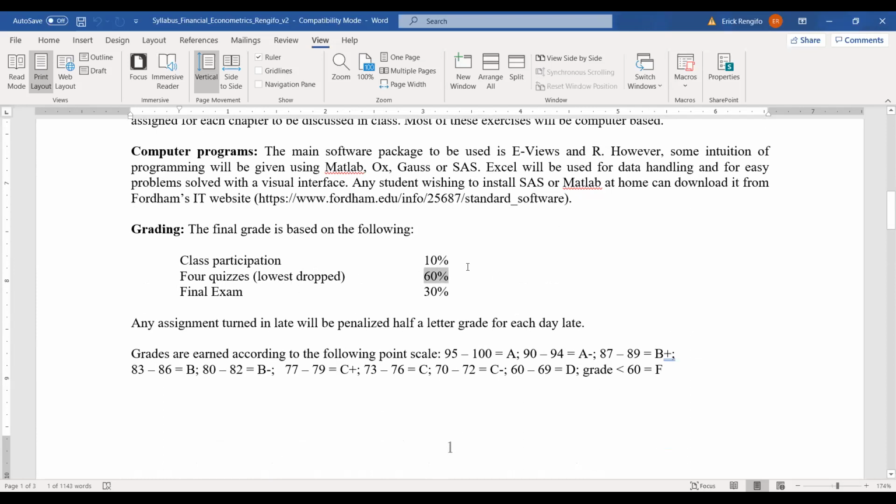And the quizzes are very quick, so 30 minutes more or less, just to show me that you are learning what we have been doing. And I will let you know at least a couple of weeks in advance of any of the quizzes. And then we have a final exam, guys, that, believe me or not, is an oral exam.